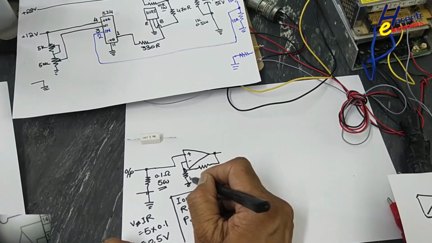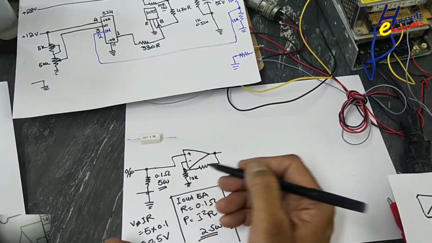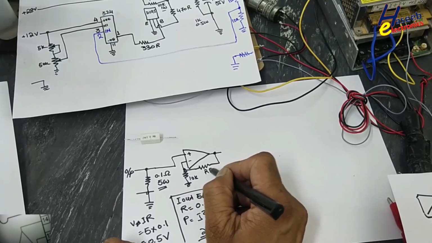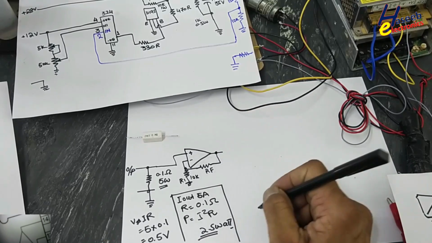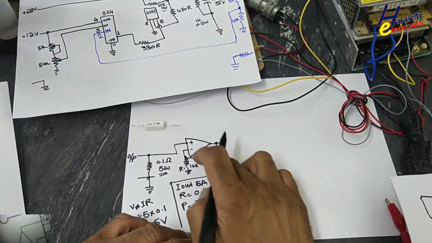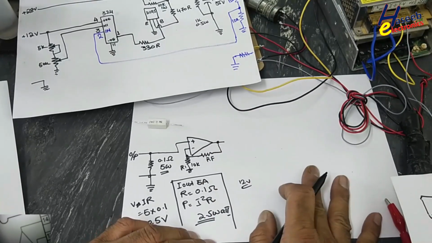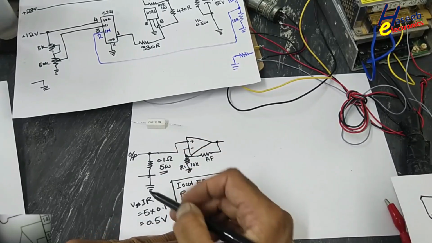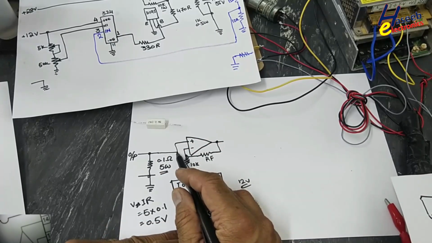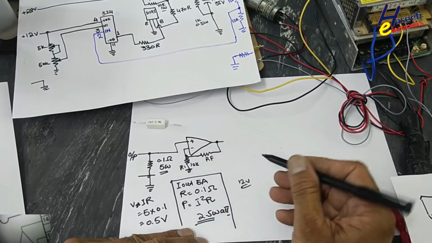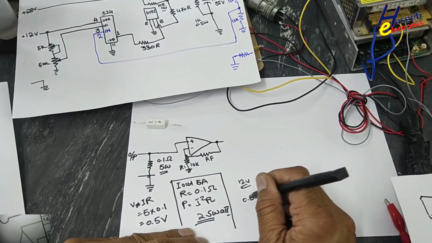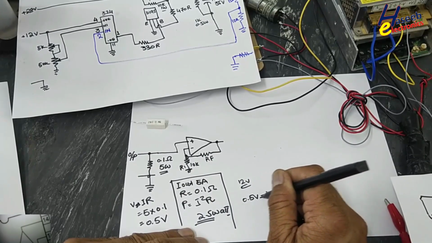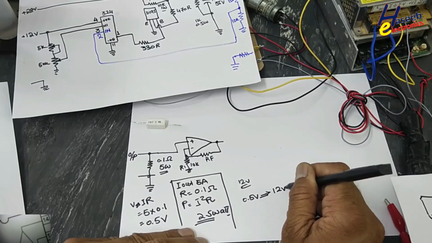We will use a 10K resistor as the input resistor. Now we need RF, R1, R2. Our supply voltage is 12 volts. We will not consider the losses here. We will say that when 0.5 volt is applied at the input terminal, this operational amplifier will provide 12 volts. 0.5 volt input, at that time output will be 12 volts.